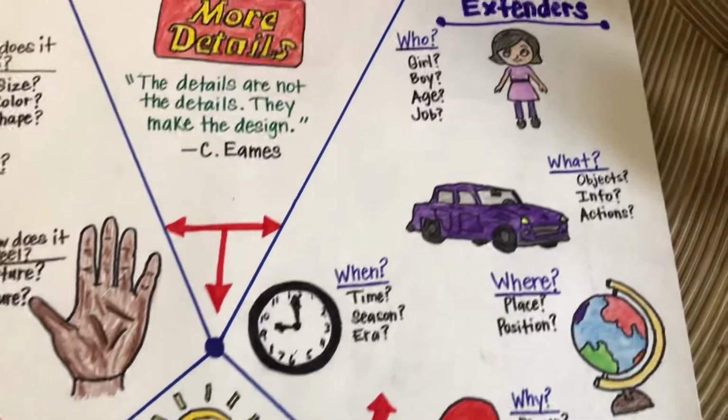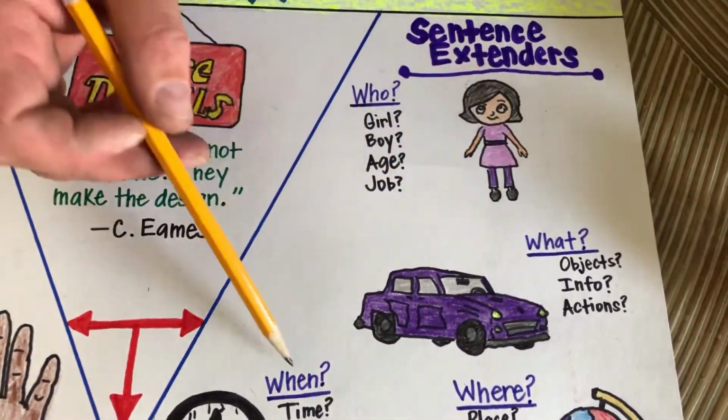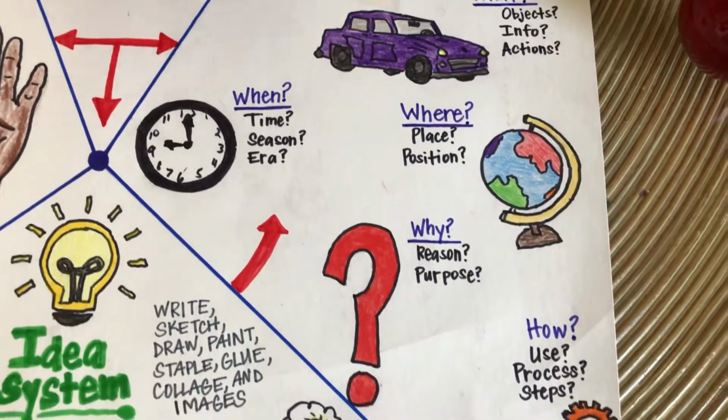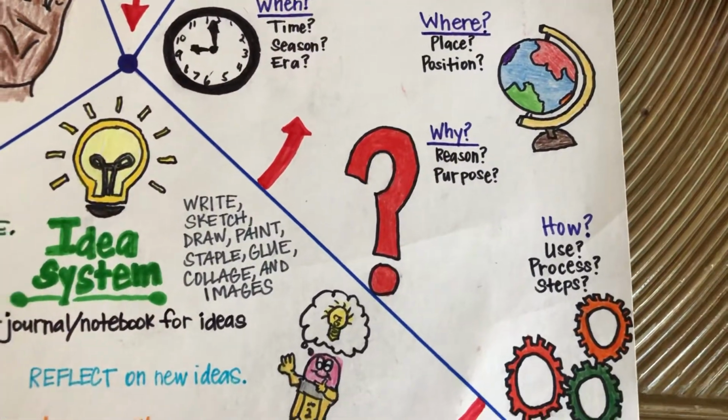The next one are sentence expanders. These are like who, what, when, where, why, how. All great questions to ask your students at home to get them to elaborate in their paragraphs and conversations.